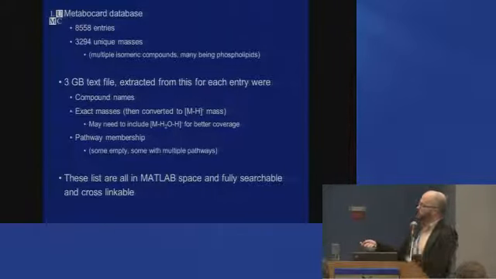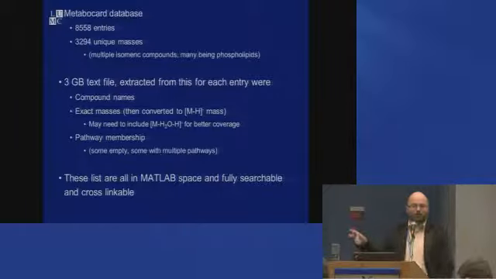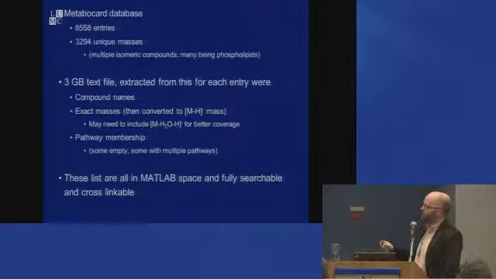So here we see the numbers. There are just under 3,300 unique masses, because you have different isomeric compounds. And we extract all of this information, including compound names, their exact masses, which we then converted to the M-H mass. It's an important aspect I think I missed off: all of these analyses were performed in negative ion mode.